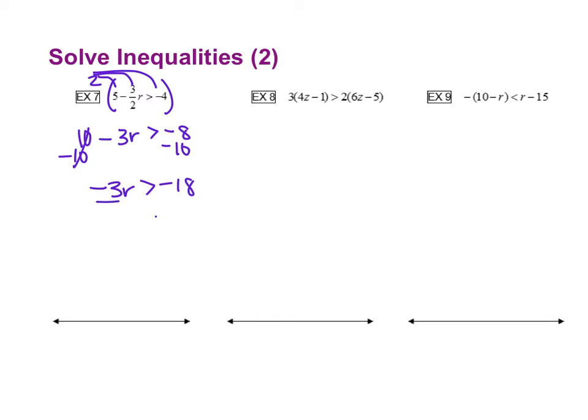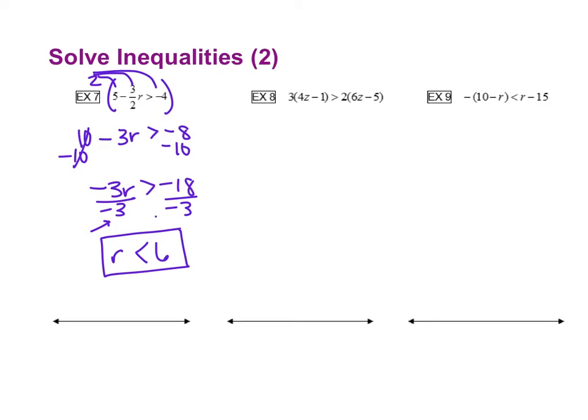And then we divide both sides by negative 3, and this is where a red flag should be going off in your head because we're dividing by a negative. It's going to flip our inequality the opposite direction. Negative 18 divided by negative 3 is a positive 6.